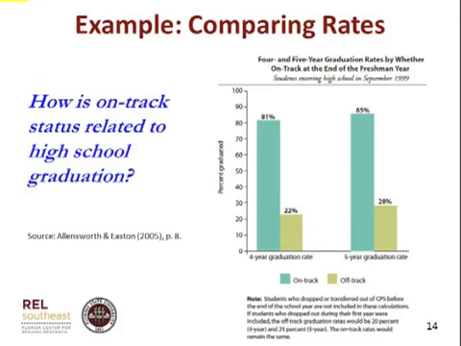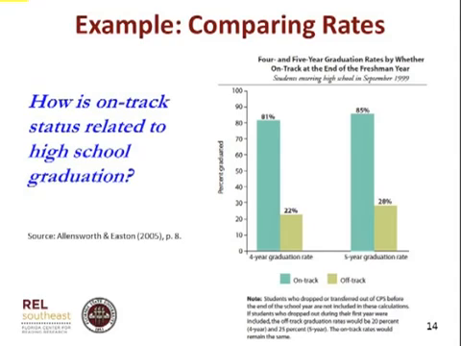Descriptive analyses also helped to begin answering the research question about the relationship between being on track and graduating. In this case, 81% of on-track students went on to graduate in 4 years, compared to 22% of the off-track students. The bar graph highlights that students who were on track in their freshman year were much more likely to graduate.